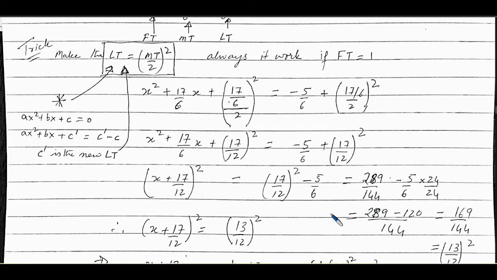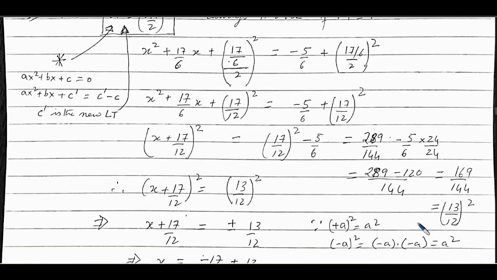I can always calculate, use cross multiplication and so on and so forth. You can just use a calculator also. And now you have (x + 17/12) the whole square is, if I simplify it here, just freeze it and see how I have simplified, you will get (13/12) the whole square.